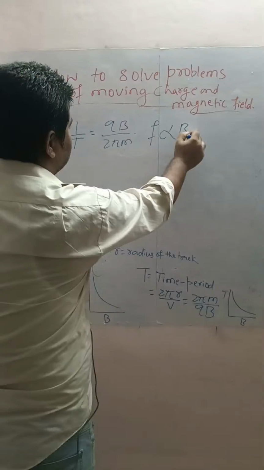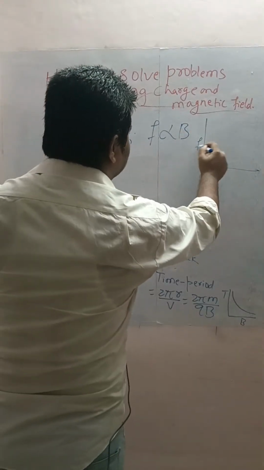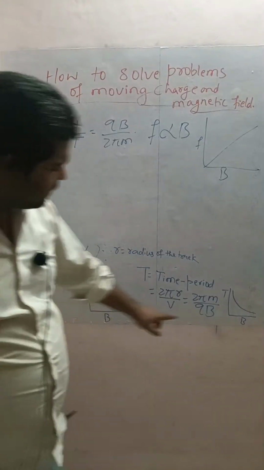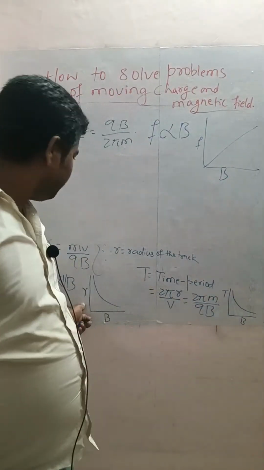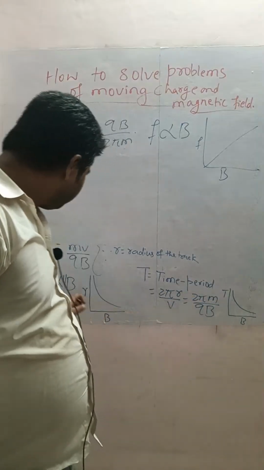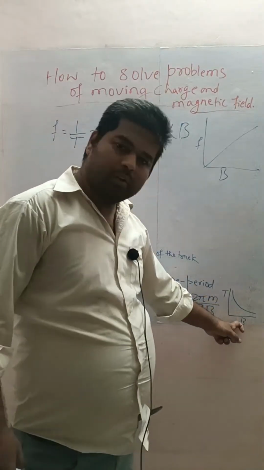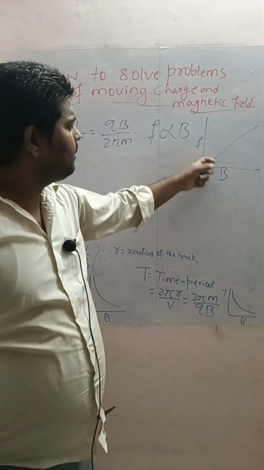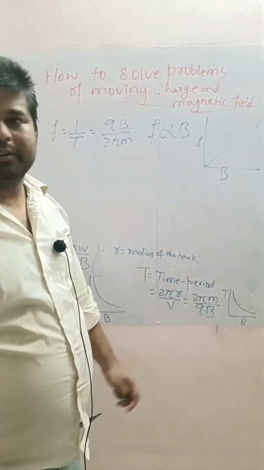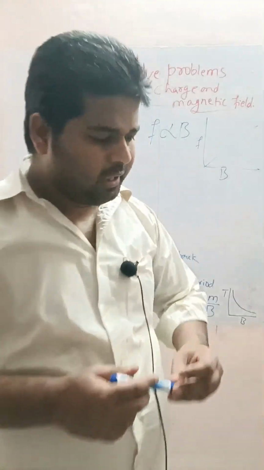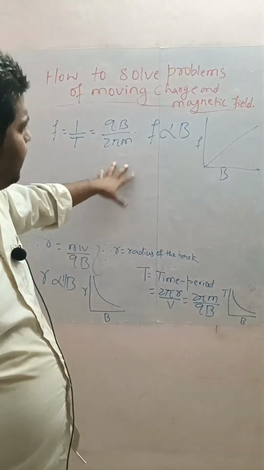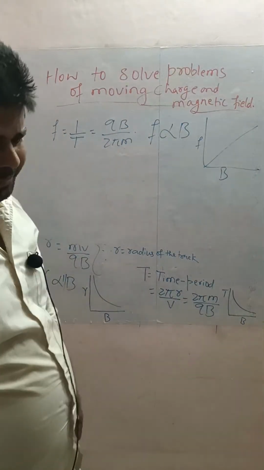f is proportional to B, and the graph is this. Notice the differences in the graphs of time period versus B, radius versus magnetic field, frequency versus magnetic field. Understood? You can get easier questions on magnetic force in this way, on these concepts.